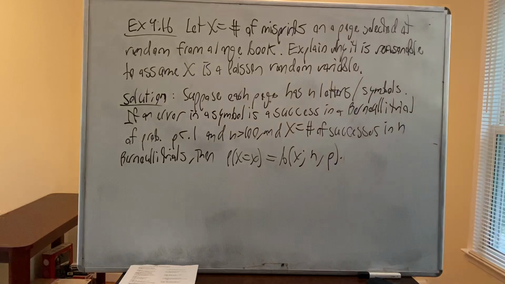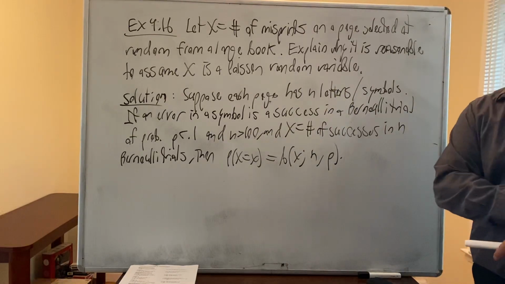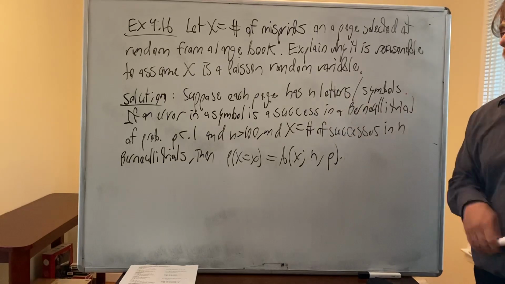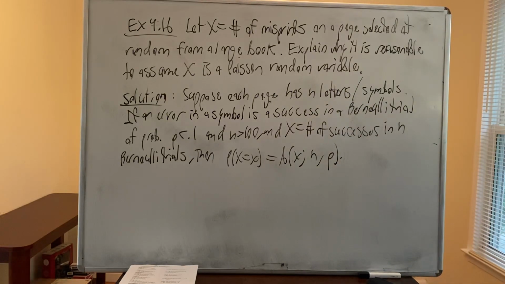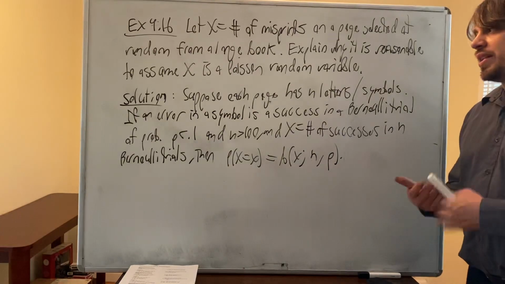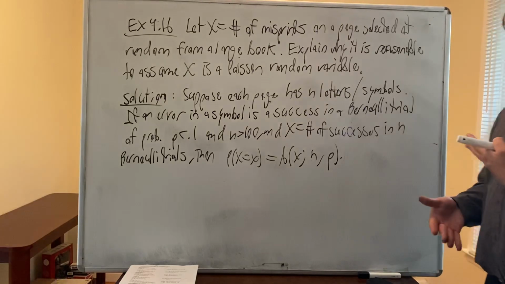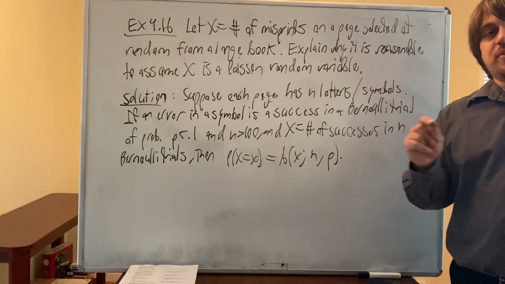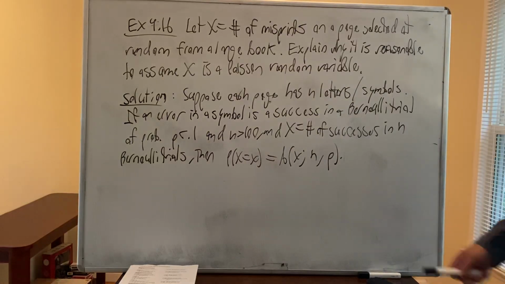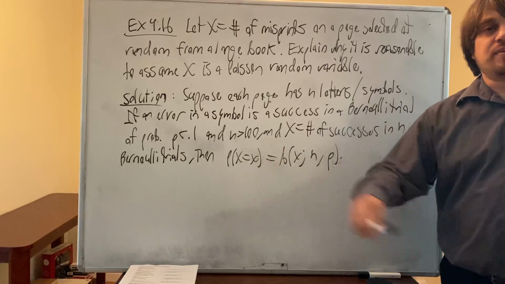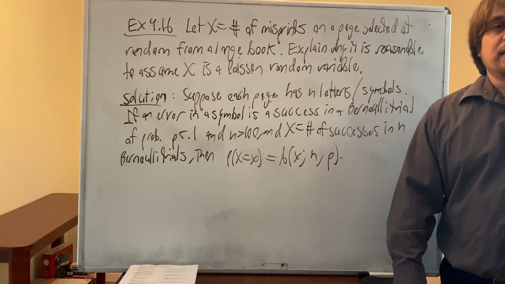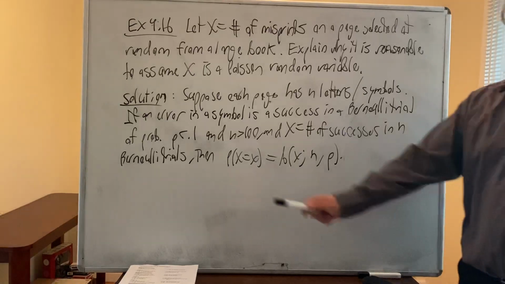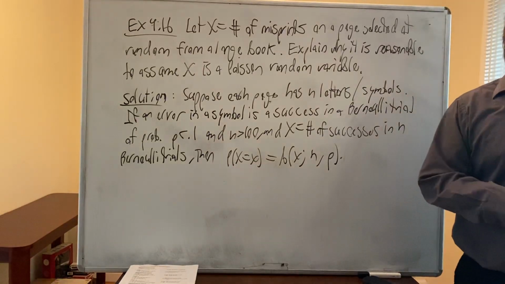Okay, so let me explain this. We're going to suppose each page has little n letters or symbols. We're going to take every page in the book to have the same number of symbols, and we're going to make that value little n. If an error in a symbol is a success in a Bernoulli trial of probability p less than 0.1, meaning we're saying that there's a probability of less than 10%, less than 0.1, that any individual symbol was printed wrong. And we're going to assume that the number of symbols on each page, that little n, is greater than 100. These are reasonable assumptions because it's reasonable to assume that there's more than 100 characters in a page, and that the probability of an error on each character is less than 10%.